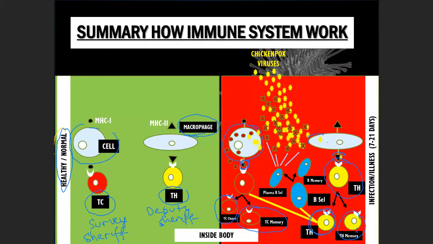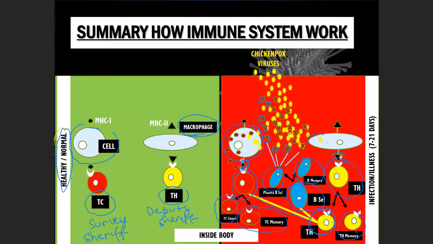It will produce a chemical called interleukin. The interleukin will go to the TC, give activation to the TC, and also give activation to the B cell. So this is the B cell coming over here. When the B cell gets the activation from the T helper, it will become a plasma B cell and a B cell memory. The plasma B cell is the one that produces the antibody. Remember, antibody is produced by the B cell, which is the plasma B cell.